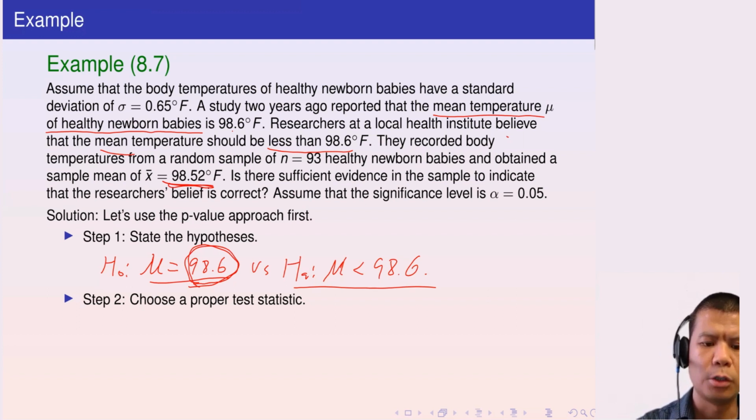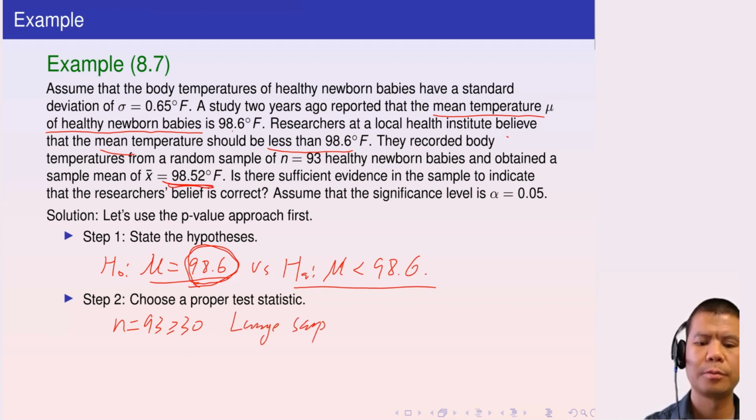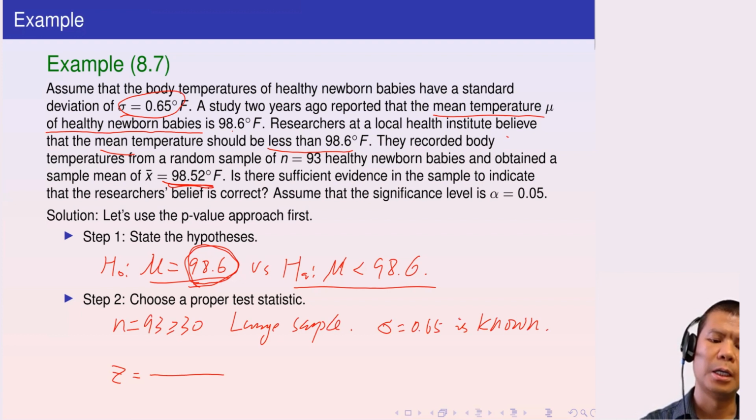All right, step two. Choose a proper test statistic. Do we have a larger sample? N equals 93, which is greater than or equal to 30, so it's a large sample. Another one is whether sigma is known. Sigma equals 0.65 is known, so we can use that one. We're going to choose x bar minus mu 0 over sigma over square root of n. This is going to be our chosen test statistic.